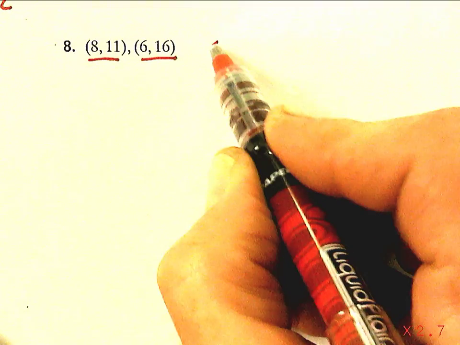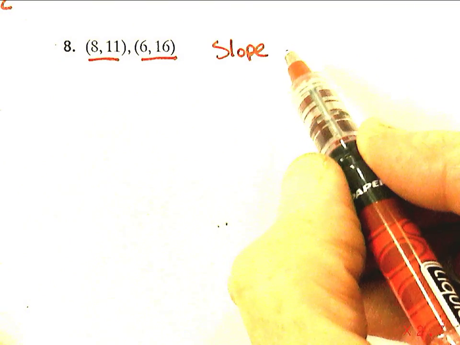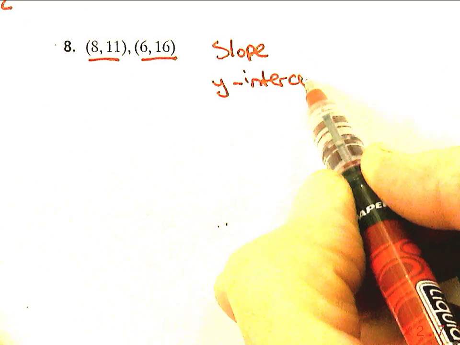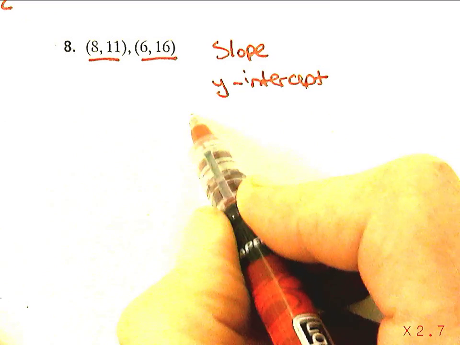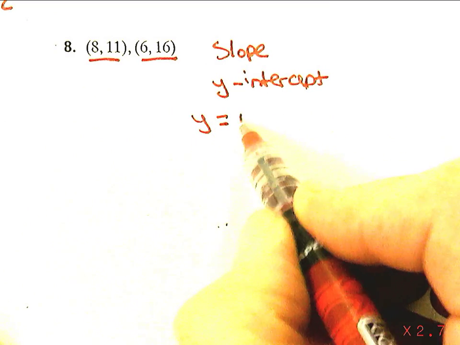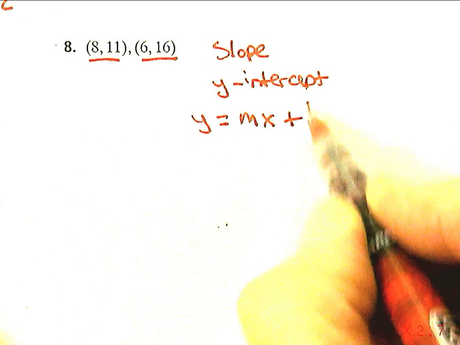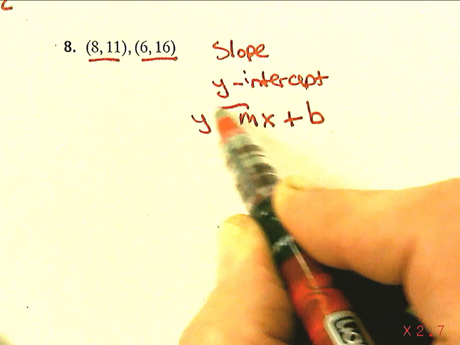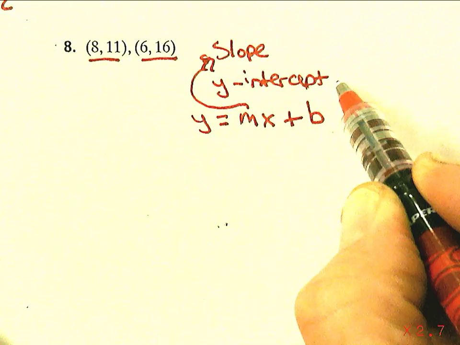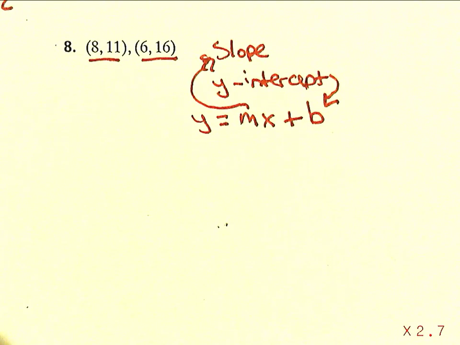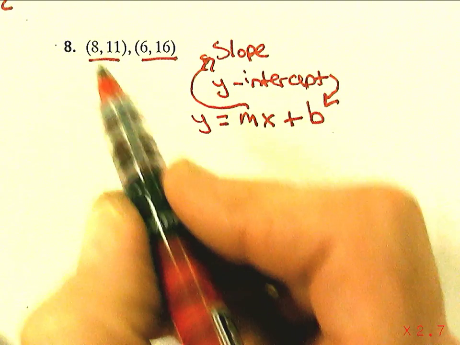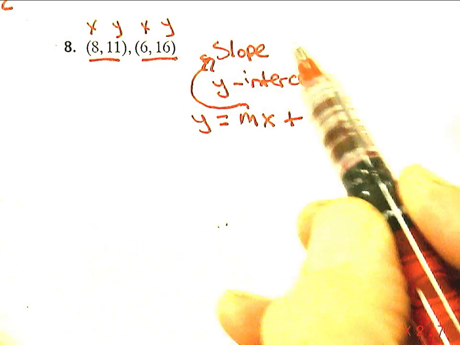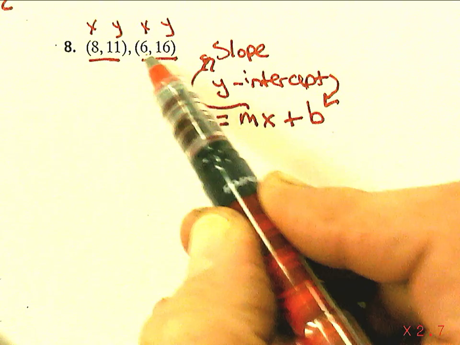We need 2 things. We need a slope, and we need a y-intercept, because we know that y equals the slope times x plus the y-intercept. So we need this part, which is the slope, and this part, which is the y-intercept. So finding slope, we just need to look at the change in y compared to the change in x. So we have an x and a y, an x and a y. These are points on a grid.